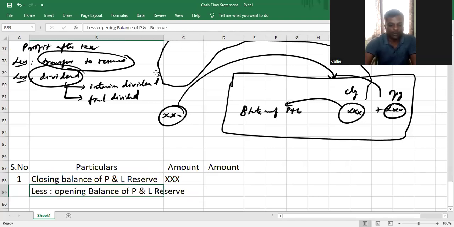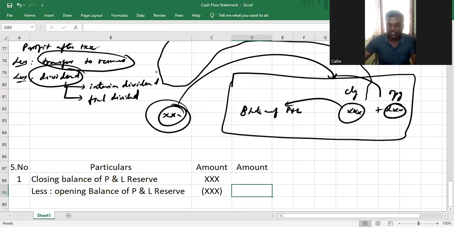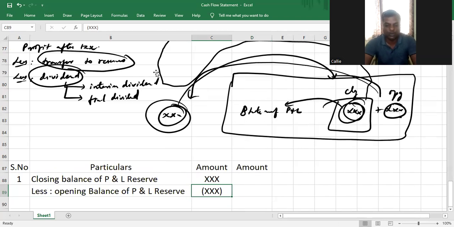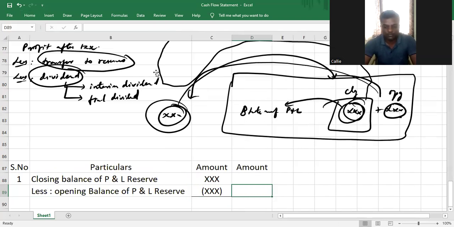From that, you reduce the opening balance of P&L reserve. You will be able to arrive at this amount. When you reduce, you arrive at this amount. So closing minus opening will give you this amount, because opening plus this amount only gives you the closing, and therefore when you're working backwards, it's closing minus opening, and you will arrive at this amount.